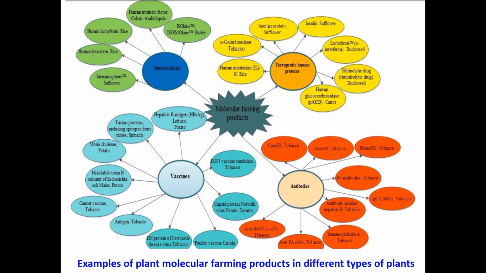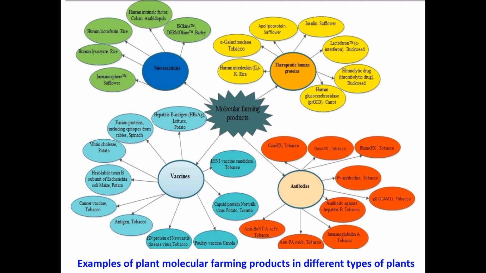These are product examples of plant molecular farming products in different types of plants. You see this figure shows clearly the different plant molecular farming products in different types of plants, and which plants are ideal for production of different products. Here you can see some of the examples.